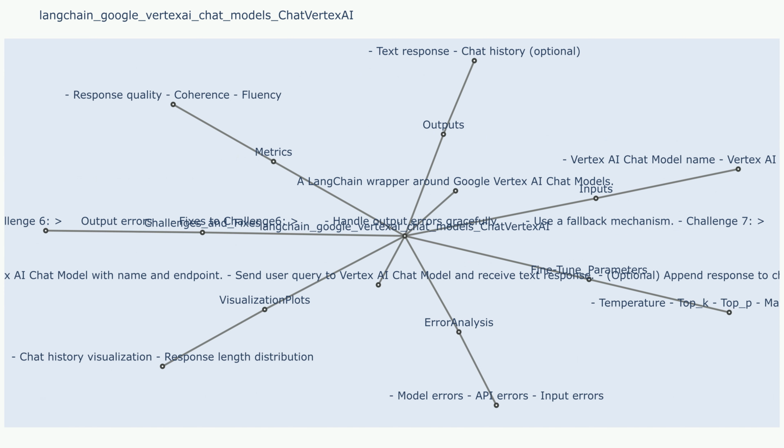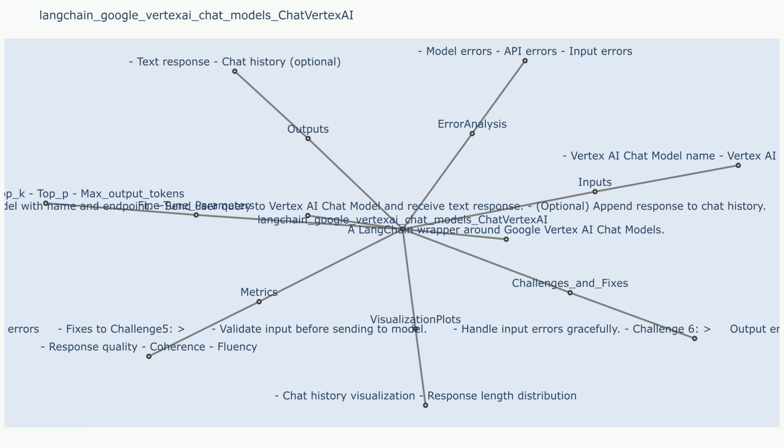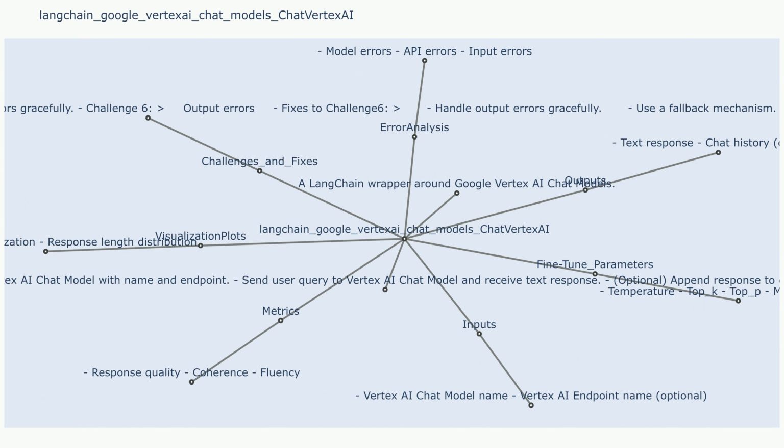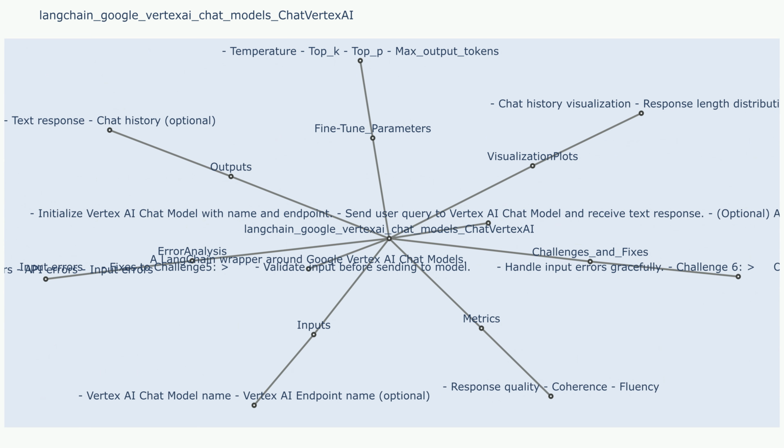Project ID: optional, the Google Cloud project ID associated with your Vertex AI model. If not provided, the default project ID from your environment will be used. Location: optional, the Google Cloud region where the Vertex AI model is deployed. If not provided, the default location from your environment will be used. API key: optional, your Google Cloud API key. Use this if you don't want to set up service account authentication. Outputs: chat response, the text response generated by the Google Vertex AI chat model.